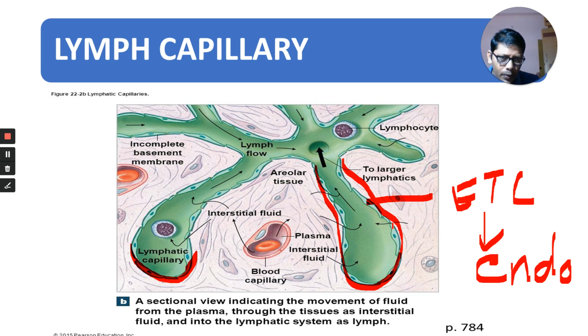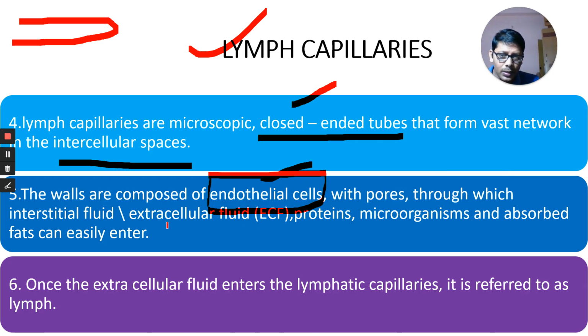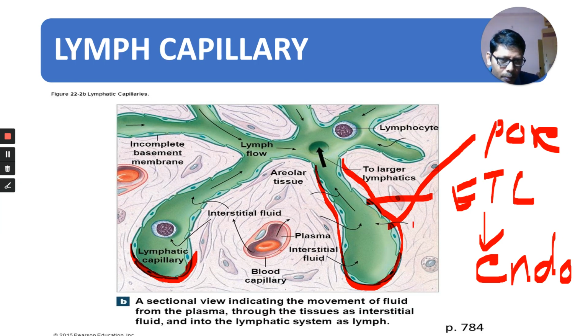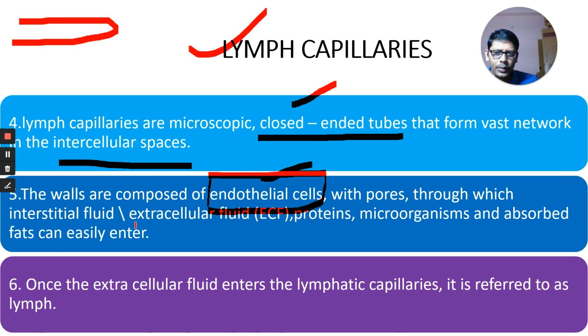You can observe here, between one cell and another cell there is a pore. Through that pore, interstitial fluid is entering. They have pores through which interstitial fluid or extracellular fluid enters into the capillary. Also proteins, microorganisms, and absorbed fats can easily enter.